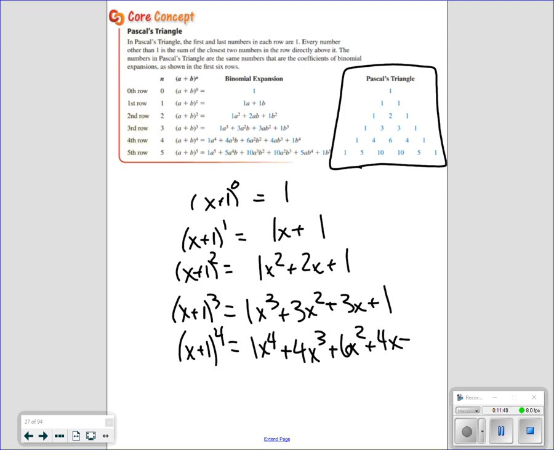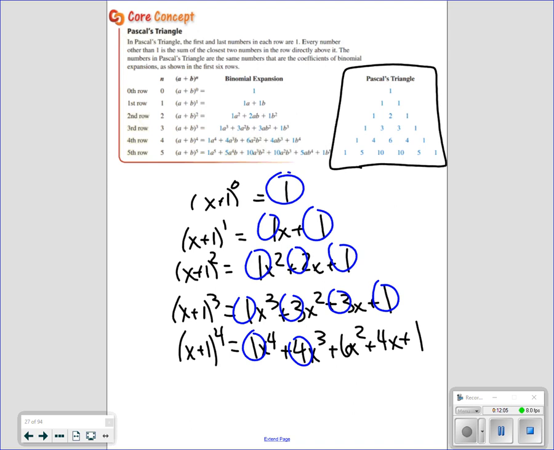plus 4x plus 1. Now, what do you notice about each one of these? I'm going to have to use a different color. To the 0 power, to the first power, to the second power, to the third power, to the fourth power. So in Pascal's triangle, the first level is x to the 0, x to the first, to the second, to the third. And how you know that is just look at the second number. That would tell you where it goes.